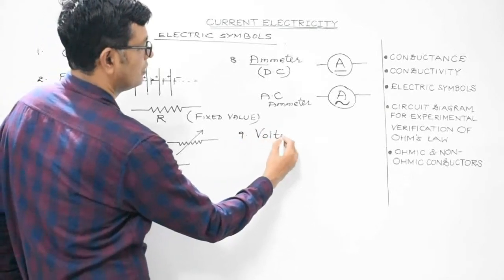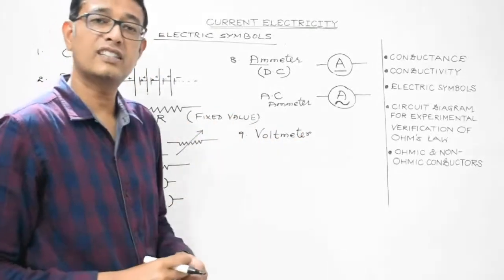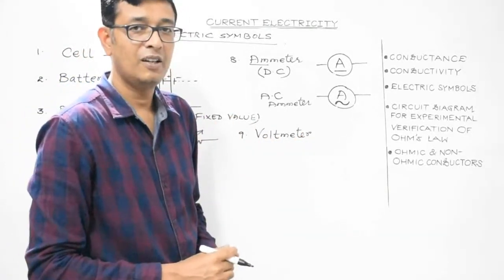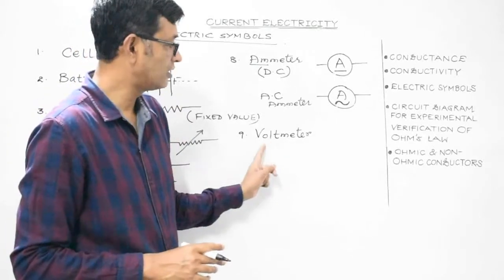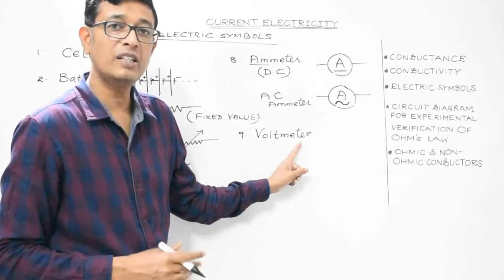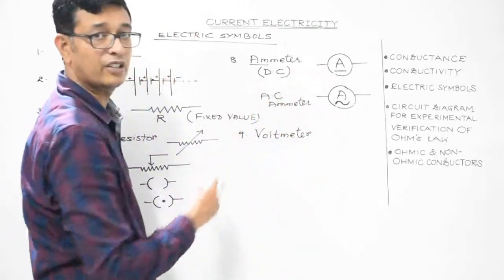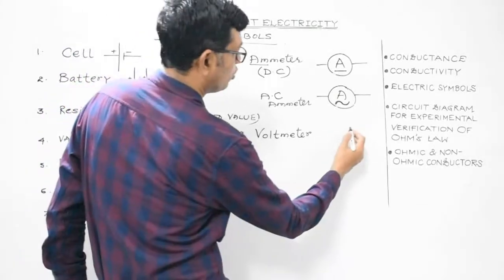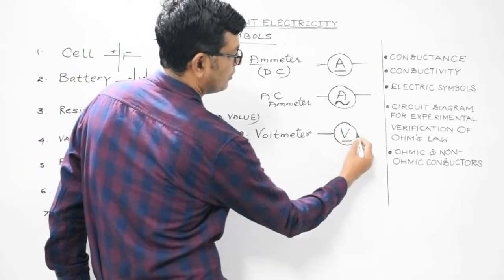Then voltmeter. Students, volt is the SI unit of potential difference. Meter means measurement of some physical quantity. So this is a device which is used to measure the potential difference, right? So just as in the case of ammeter, there can be two types of voltmeters. This is a DC voltmeter.